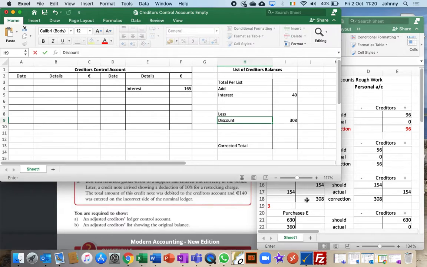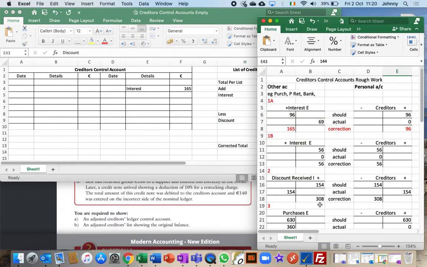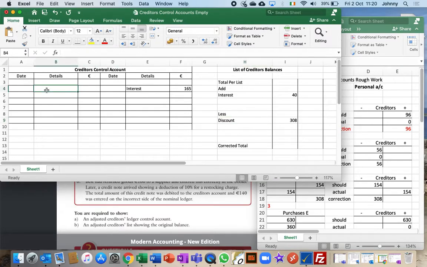And then it's on the credit side of the discount account, so therefore it's in the debit side of this one here, and we'll call it discount. 308.